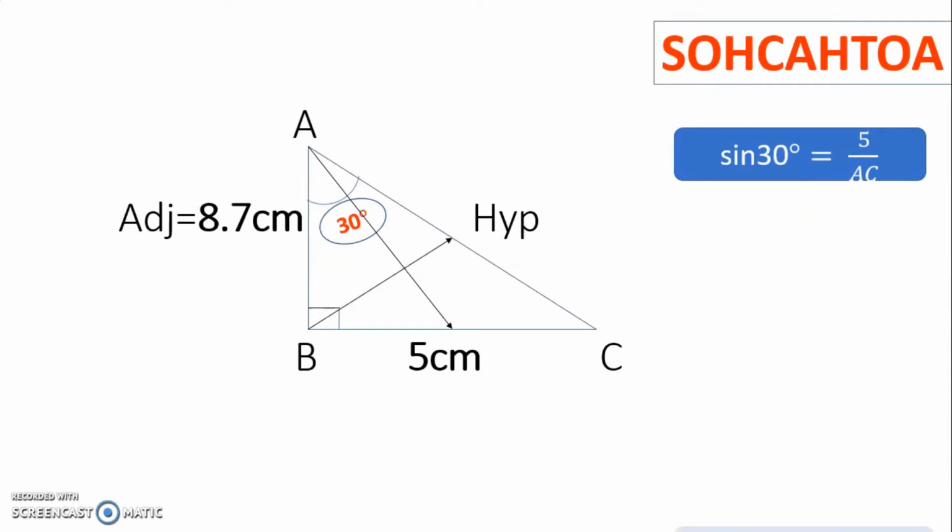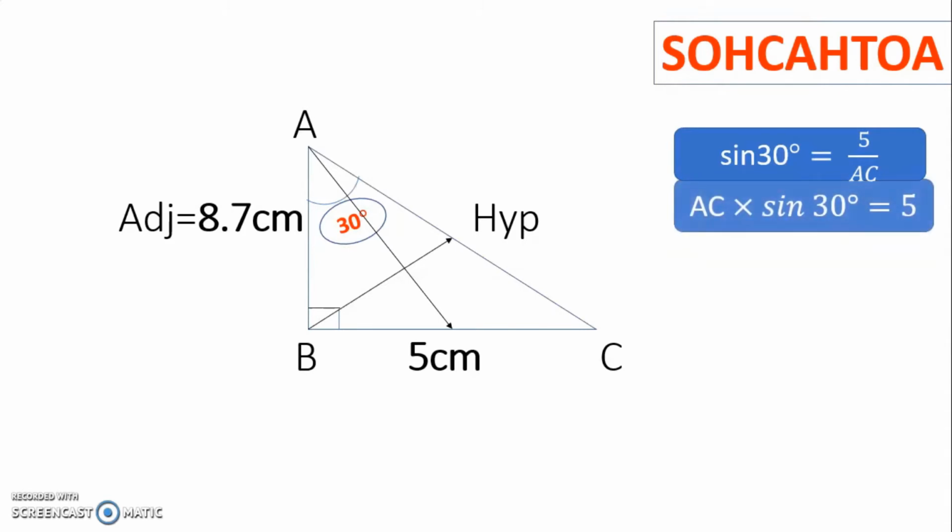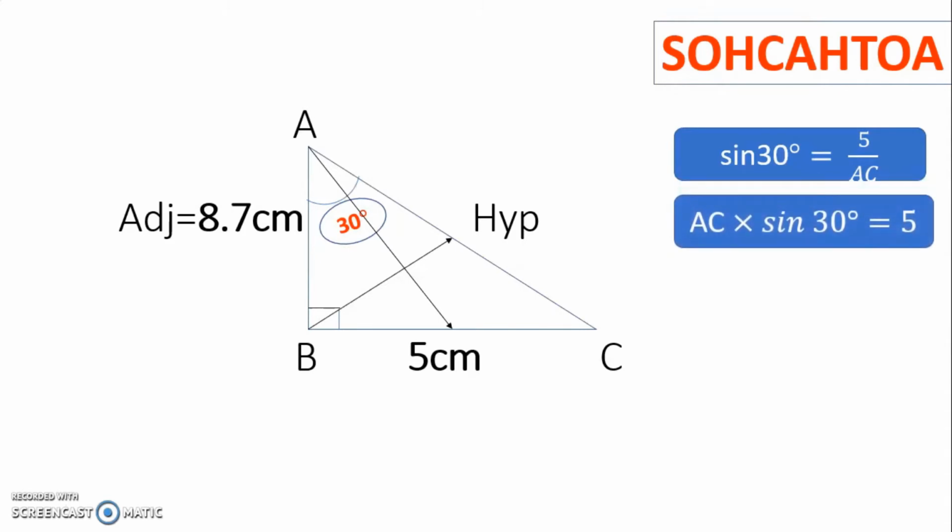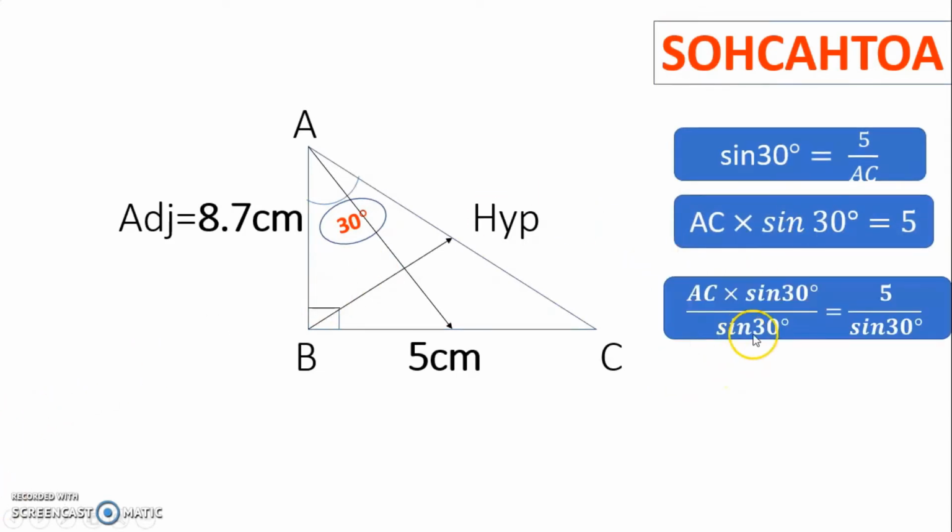Having sine 30 degrees times AC equal to 5, the next thing we are going to do is to make AC the subject of the formula. Making AC the subject of the formula simply means allowing AC to stand alone. In doing this, we divide both sides by sine 30 degrees. So we have 5 over sine 30 degrees, because sine 30 will cancel out sine 30. So our AC will be equal to 10 centimeters.